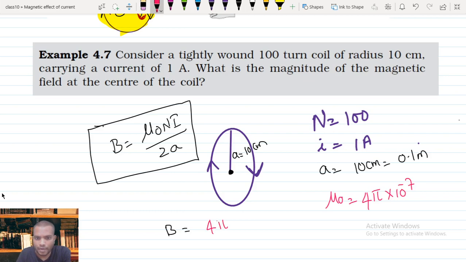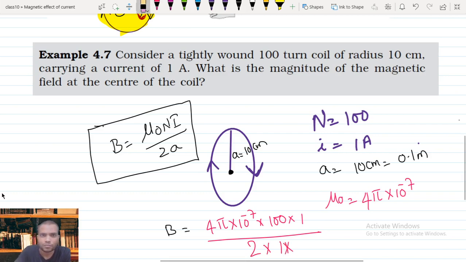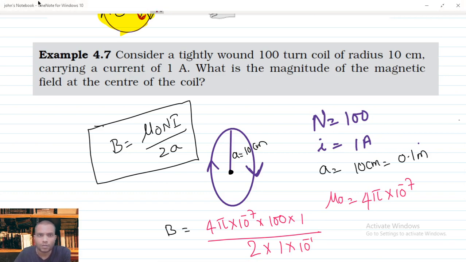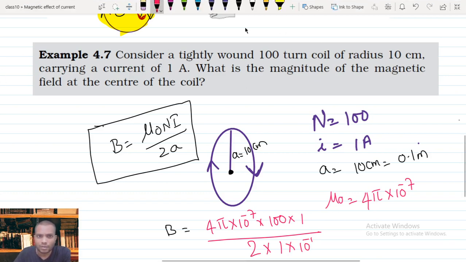So here it is 4 pi times 10 power minus 7 times N equal to 100, current I equal to 1 amp, upon 2 times a equal to 0.1, which is 1 times 10 power minus 1. So let's simplify this and try to get the value of the magnitude of the magnetic field.